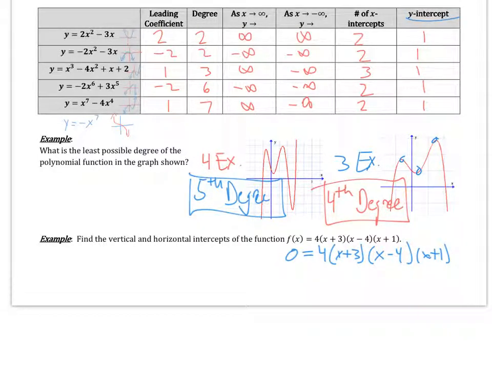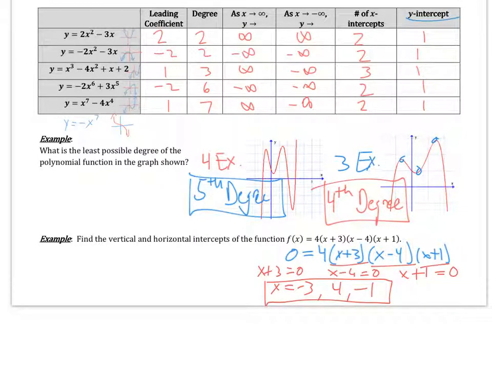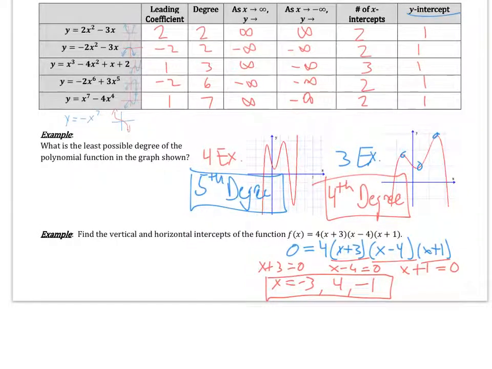So we ask ourselves, what makes x plus 3 equal to 0? I'm sorry, that's negative 3. Then what makes x minus 4 equal to 0? That's obviously 4. Add 4 to both sides. And then what makes x plus 1 equal to 0? Subtract 1, and that's negative 1. So there are our x-intercepts.